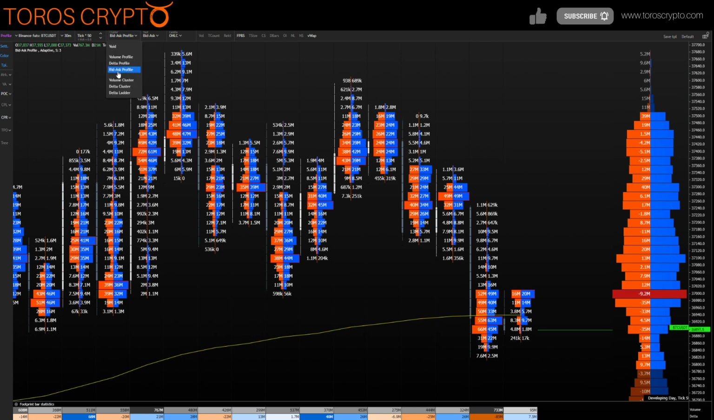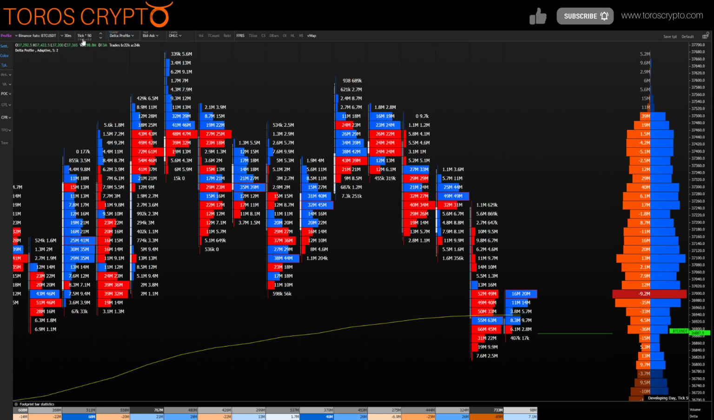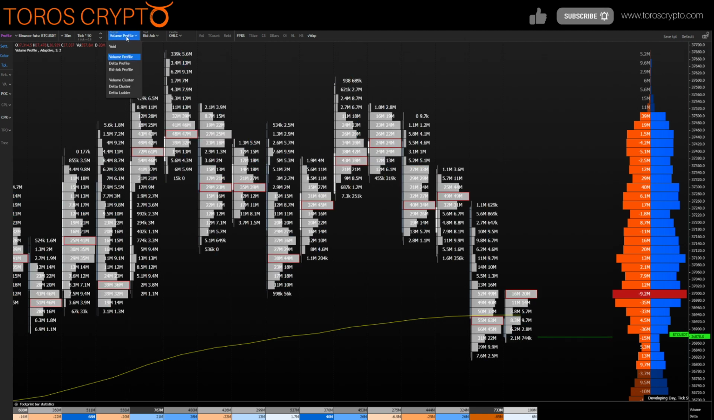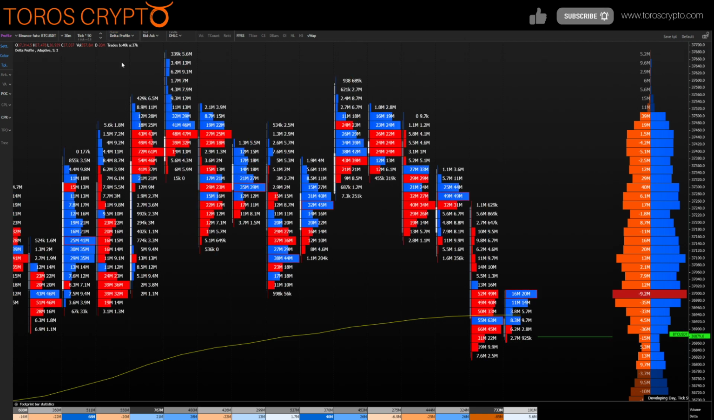I have this set to bid ask profile at the top here, and you can change this, though I wouldn't recommend it if you're new to using this software. But you can have a look and see what other information is there if you do want to start taking a look at other ways of viewing this information.